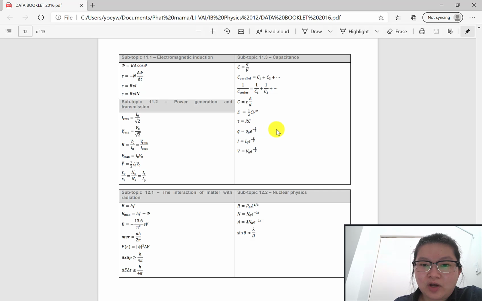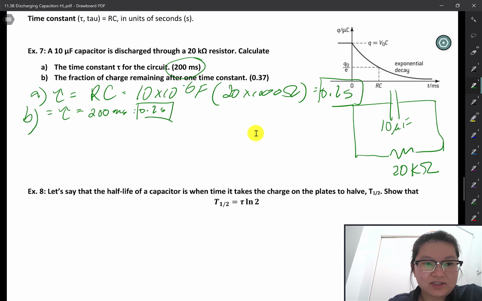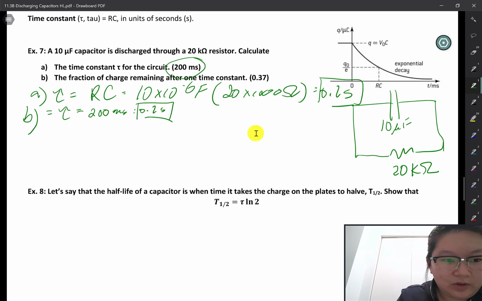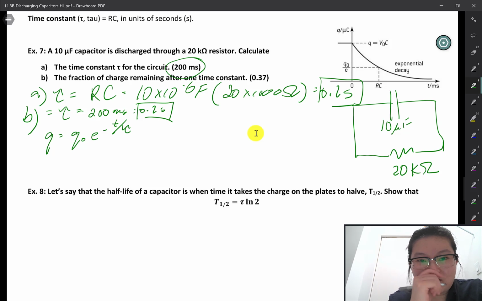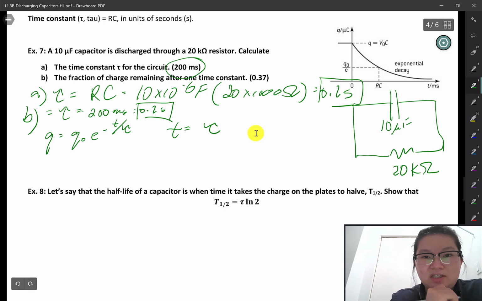So Q equals Q naught, and think of naught as an initial. Or if you want to just say maximum charge, you can also think of that as well. It's the maximum charge that is stored in the capacitor, and it all degrades over time. Here we have t over tau, which is the time constant. Okay, so if we put that over here, Q is equal to Q naught e to the power of negative t over tau. When we say the fraction of charge remaining after one time constant, it means that the time is just going to be equal to tau, okay?